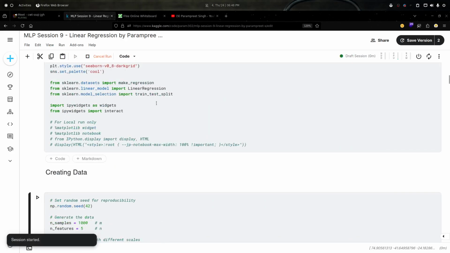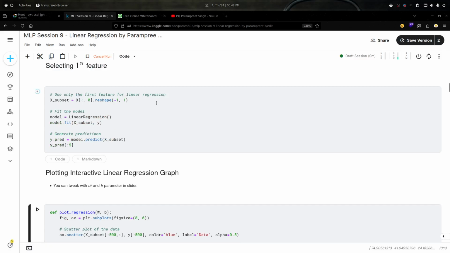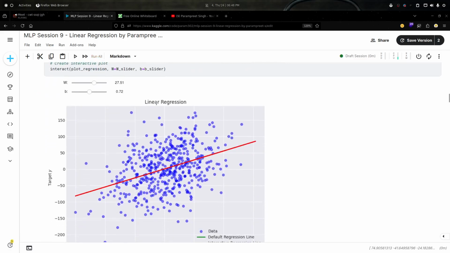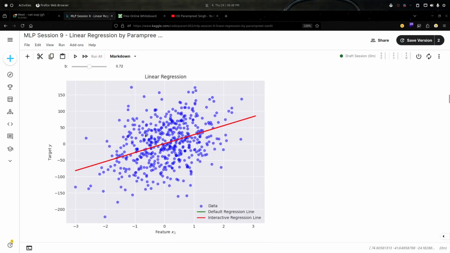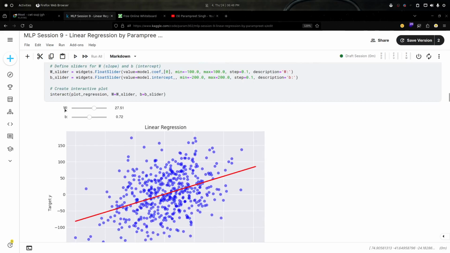Okay. So now I have this slider. What I have done here is W and B, where W represents the weight, which is the slope, and B represents the bias.